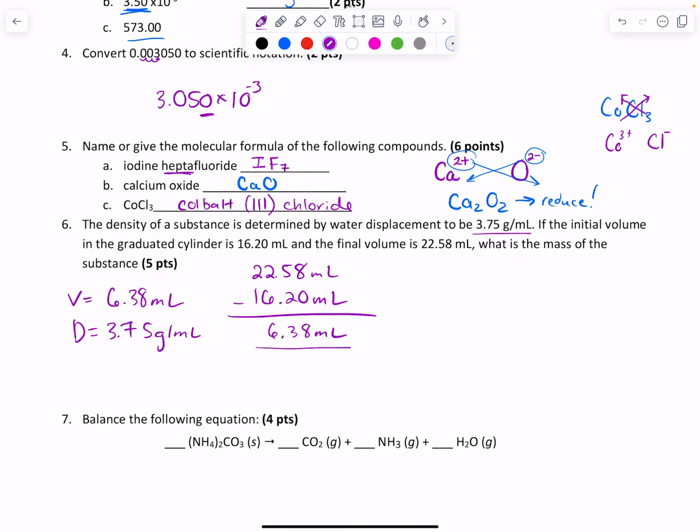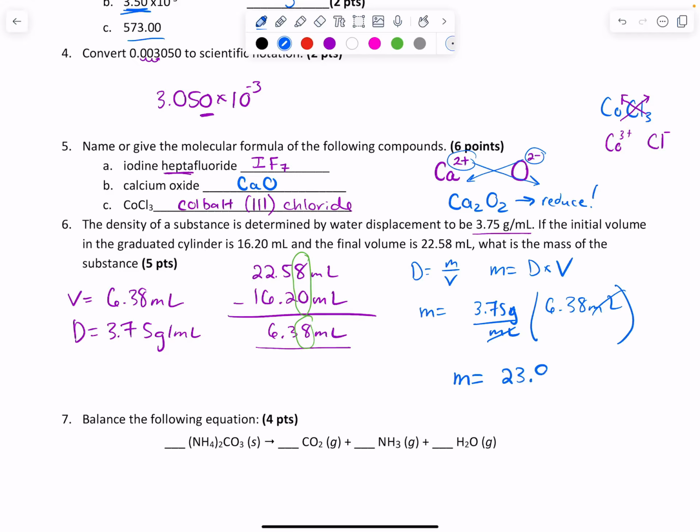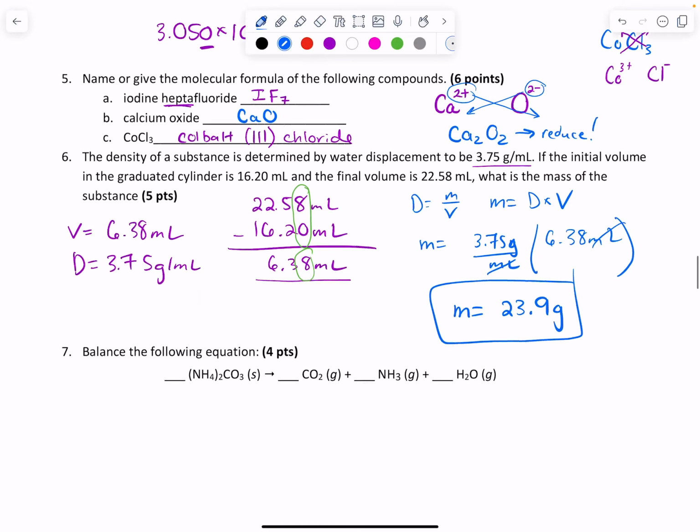Also paying attention to sig figs, meaning this was a shared common denominator place value, whatever you want to call it. Place value is probably the best word. That means that that is my significant digit there. Okay, so now I go to my formula for density. Density equals mass over volume, which means mass equals density times volume. So my mass equals density 3.75 grams per milliliter times my volume 6.38 milliliters. I have the same units, so my units are going to cancel, leaving me with a mass and only 3 sig figs to report of 23.9 grams. And that's my final answer.